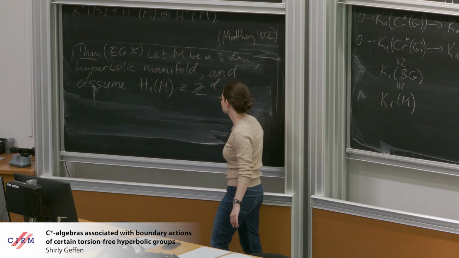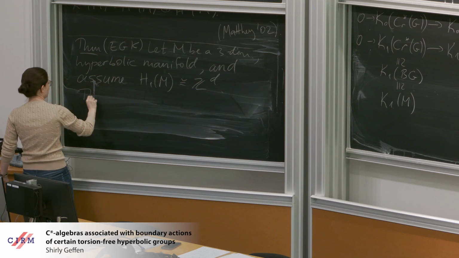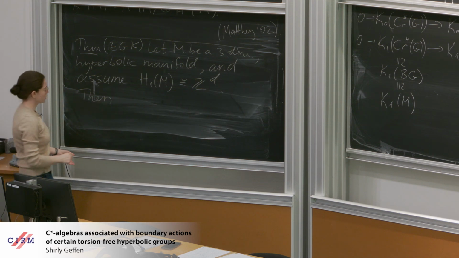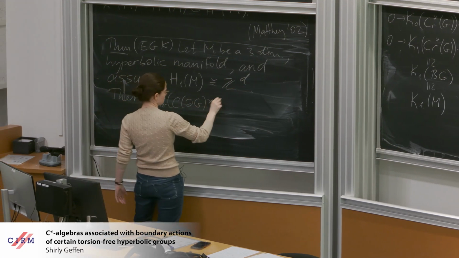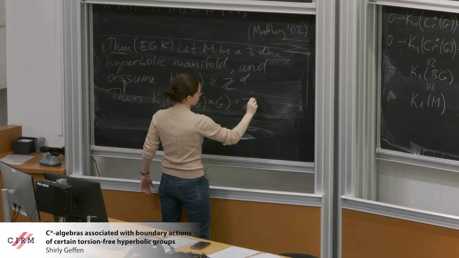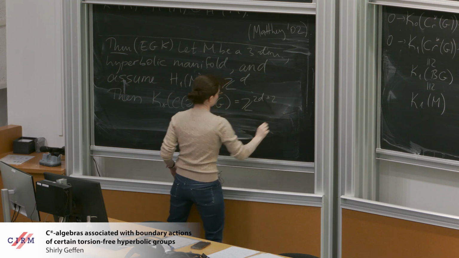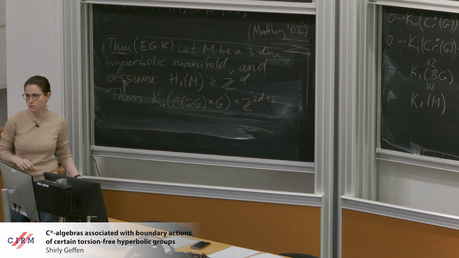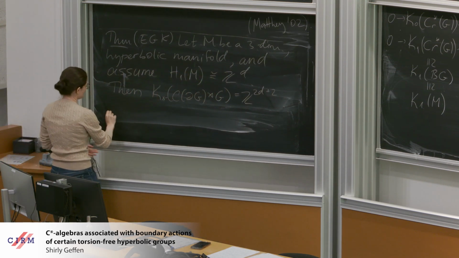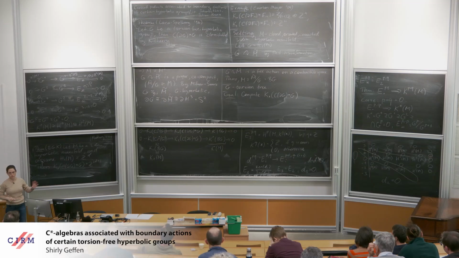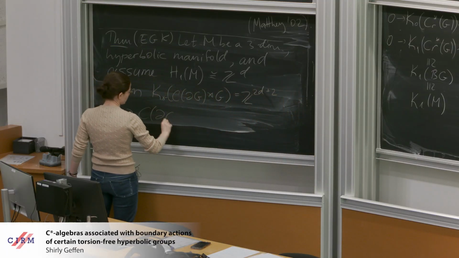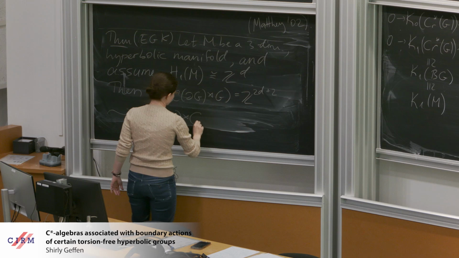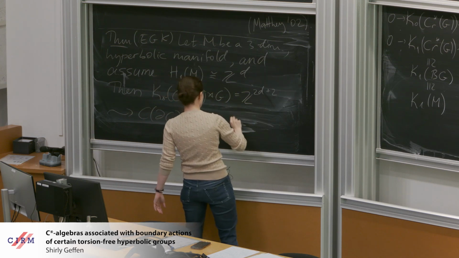Then we get that the K-theory of the crossed product is Z to the 2D plus 2, for both K0 and K1. And one can also trace the class of the unit: the class of the unit is mapped to the class of the unit in the K0 group. And so as a corollary, all these crossed products are isomorphic by our classification theorem.